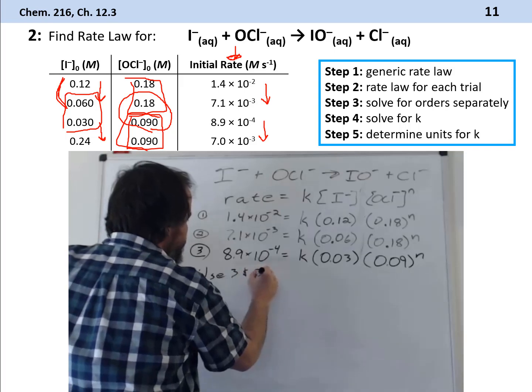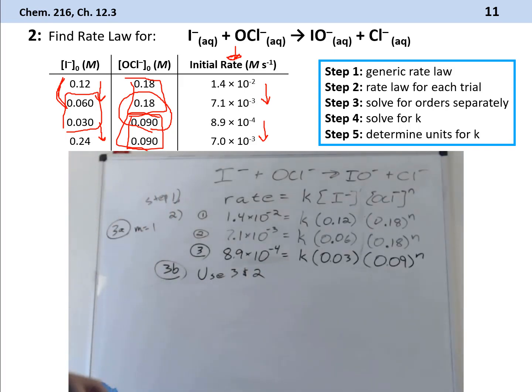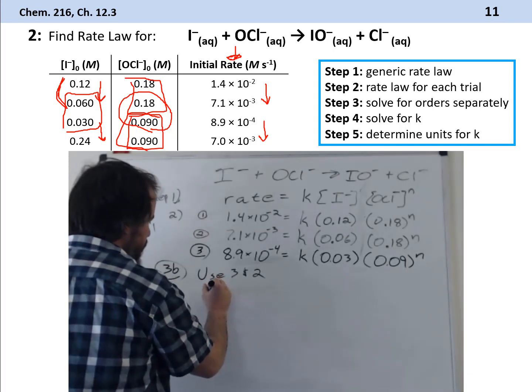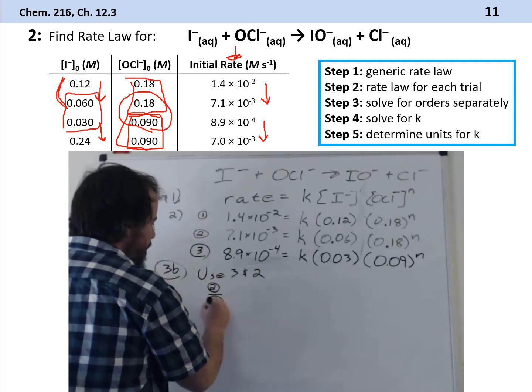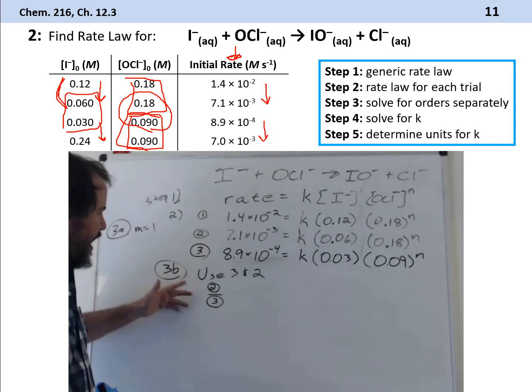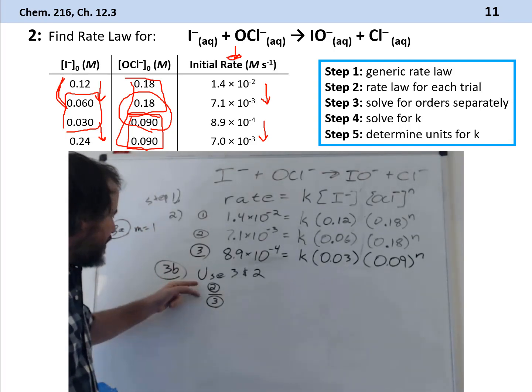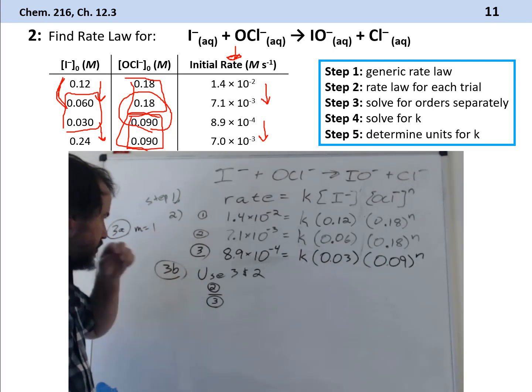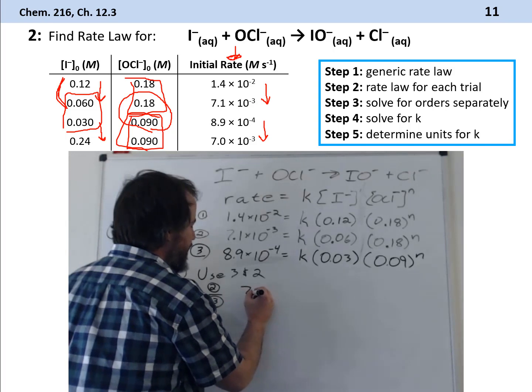Which one am I going to put on top? I'm going to put the one on top that has the faster rate. That's number 2. Be careful, by the way, because sometimes I use these numbers. These are just identifiers, right? I don't include these in my actual calculation.